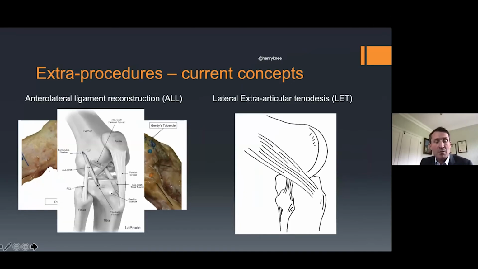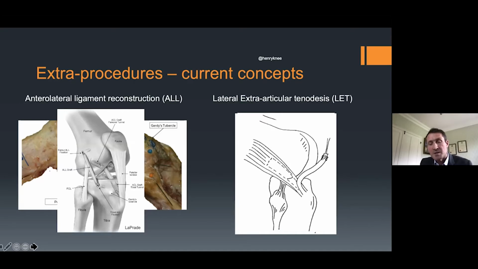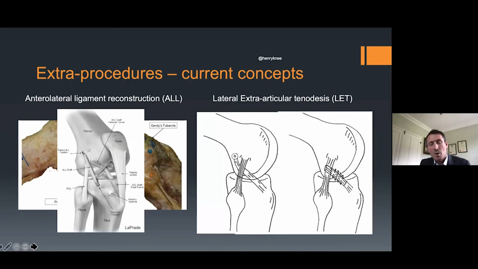And both of these have been described before. The left-hand side one is an American chap called Rob Laprade's work. And on the right-hand side, this is a diagrammatic form of how to perform this extra-articular reconstruction, whip stitching a bit of the iliotibial band and tucking it under the lateral collateral ligament and fixing it to the femur, or suturing it back on itself. Now, the interesting thing about these is that they've been around for some time.